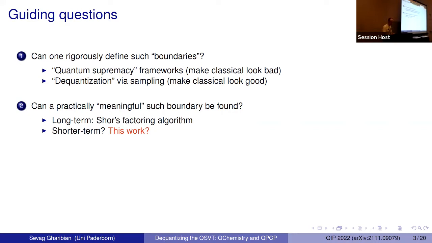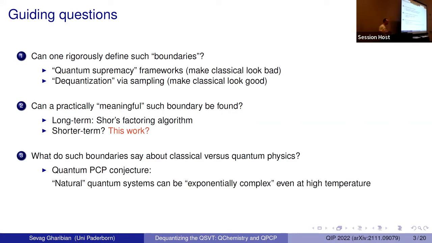That's question two. And question three is, anytime you have a boundary between classical versus quantum computation, there's an adjoining question that hides underneath it, which is, what does this say about the physical models underlying the two computational models? And so, this infamous quantum PCP conjecture, which has resisted efforts for years, one way you could interpret this is as saying that natural quantum systems can be exponentially complex even at high temperature. So these are the three guiding questions for this work, and the point of this work is to tie these together into one thread.